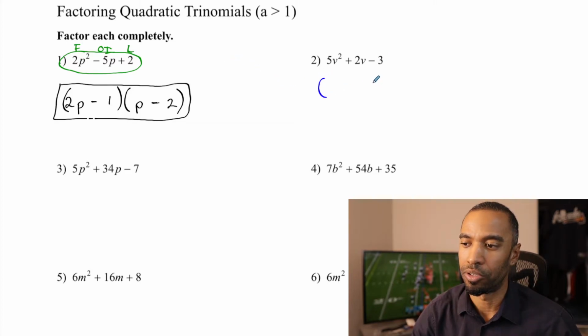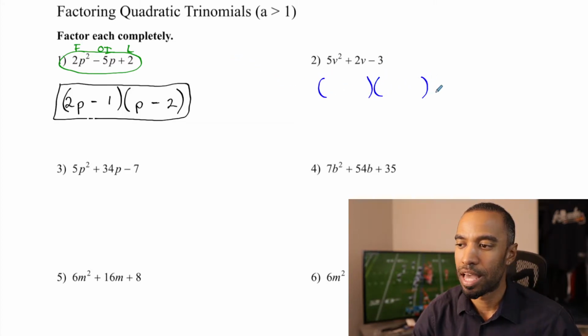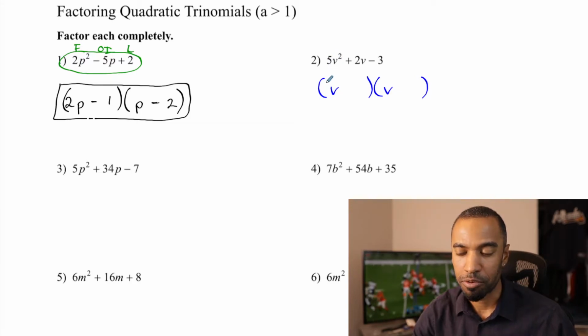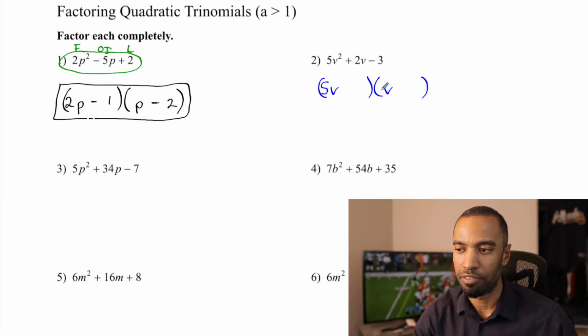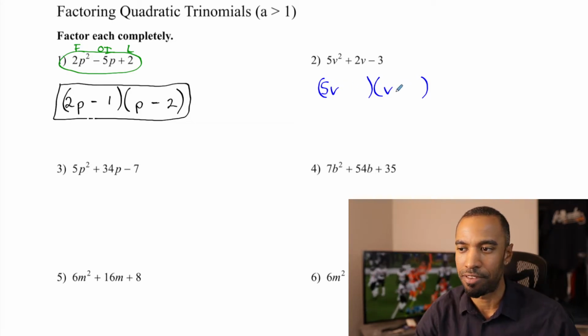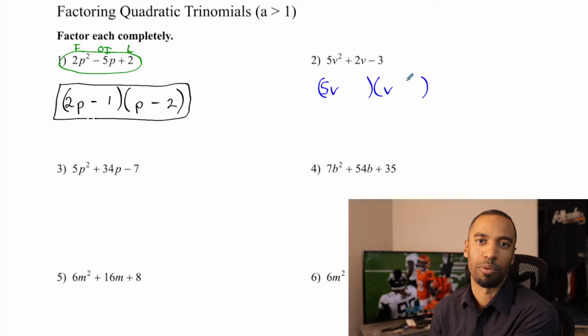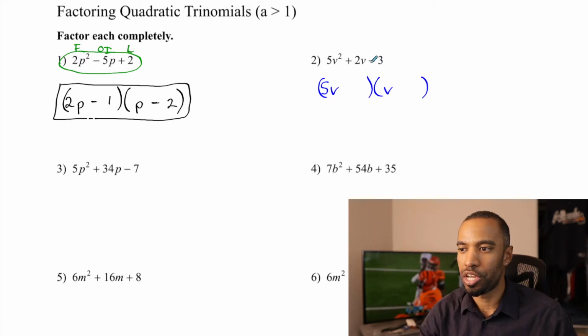Assume that it's factorable. So if it's factorable, that means that this is going to be some sort of v times v to get the v squared term. And because 5 is a prime number, we know that the only possibility of getting to 5v squared is doing 5v times v. So I do know that I can lock this in place, assuming it's factorable. Okay, the next stage here is this negative 3.